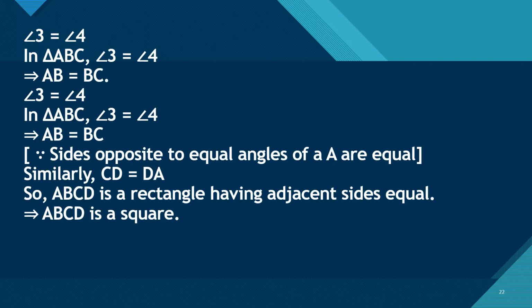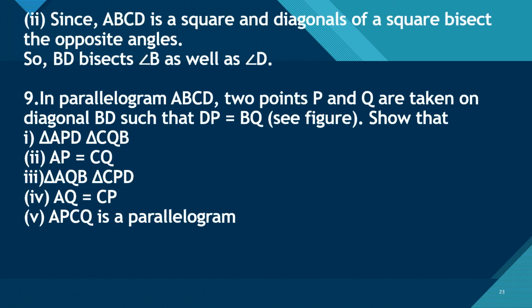Therefore, sides opposite to equal angles are equal, so AB is equal to BC. Similarly, CD is equal to DA. So ABCD is a rectangle having adjacent sides equal, so ABCD is a square. For the second part, since ABCD is a square and diagonals of a square bisect the opposite angles, BD bisects angle B as well as angle D.